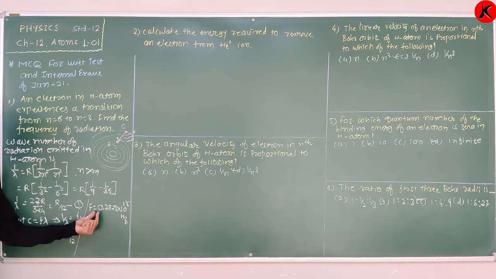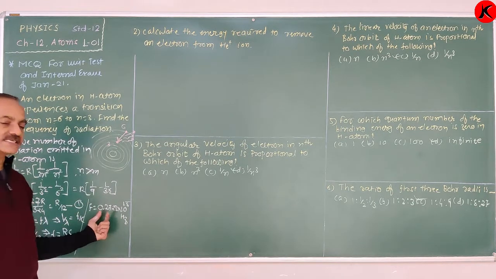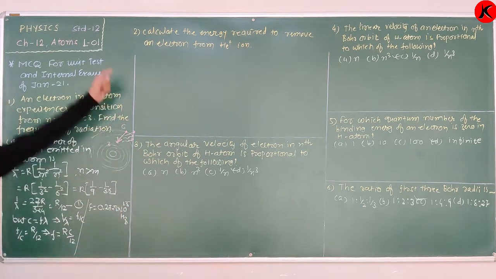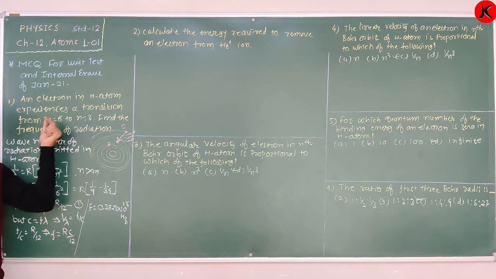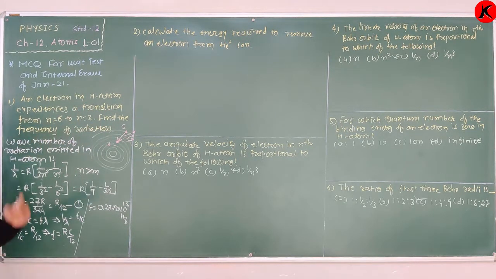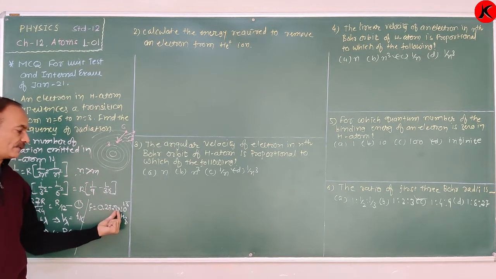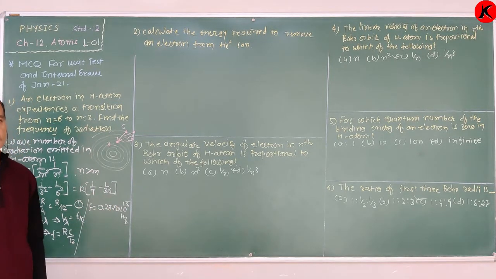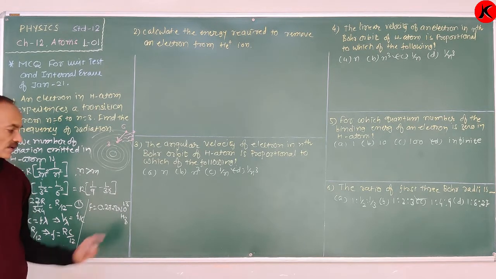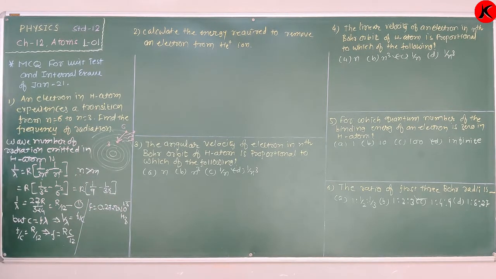Substitute the values and we obtain the frequency of the radiation emitted by the electron making the transition from the 6th to the 3rd orbit as 0.2725 into 10 raised to 15 hertz. Clear this? Okay. So this is our answer.